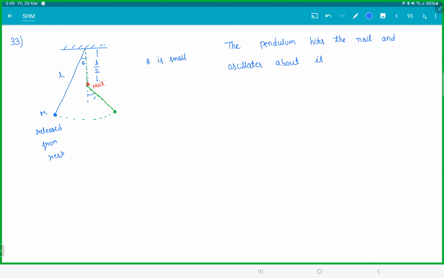So let's call this angle alpha. This is also at the other extreme position. So find the time period and alpha. Basically, alpha is the amplitude on the right hand side, theta is the amplitude on the left hand side. So you're releasing from theta, it will go to alpha on the other side. So what is that alpha?